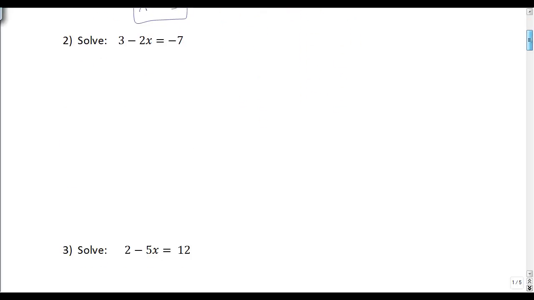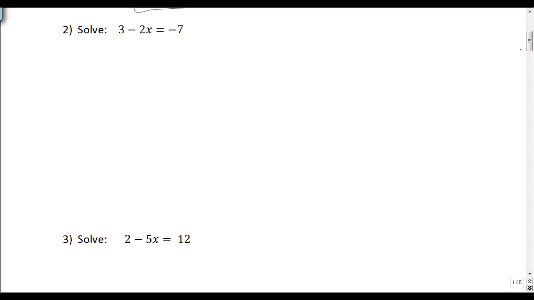Next one. We've got 3 minus 2x equals negative 7. So a very similar strategy here. I'm going to try and isolate the x. First thing I'm going to do is this 3 I want to get rid of, or move to the other side, by subtracting 3 from both sides. Note the negative stays with the 2 for the 2x, so I get negative 2x. And we have negative 7 minus 3, that's negative 10. Okay, so we have negative 2x equals negative 10.